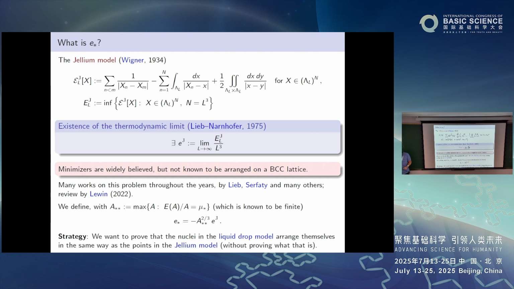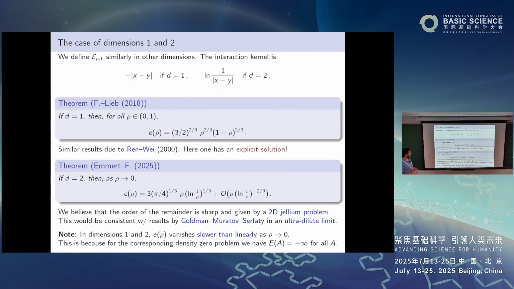And now I think I'm getting towards the end of my talk. Let me spend a few minutes here on the case of dimension 1 and 2. So you can ask similar questions. Now in dimension 1 and 2, you would replace the 1 over x in the functional by the corresponding Green's function. So you would take minus absolute value of x in one dimension, and you would take the logarithm of 1 over x in 2 dimensions. And you would ask exactly the same questions.